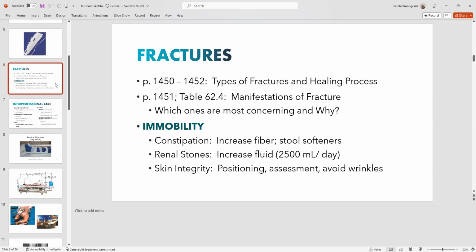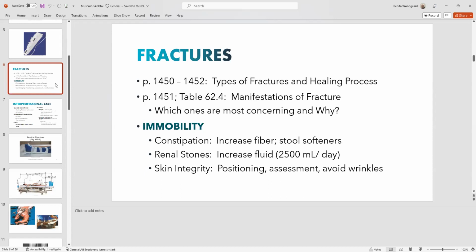Immobility, fractures in general will have some degree, especially of the legs, of immobility, but even the arms, you will be immobile with eating and dressing and things in which you use those extremities for. Just realize that some of the main, these are not like priority complications, but some complications that patients with fractures can experience that we try to initiate different nursing interventions to prevent. These are constipation, renal stones, and skin integrity issues.